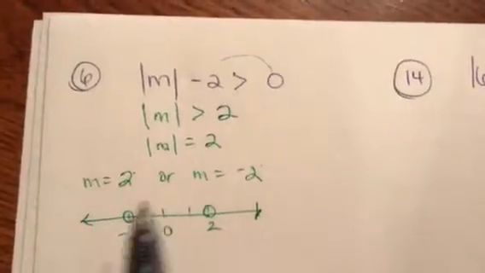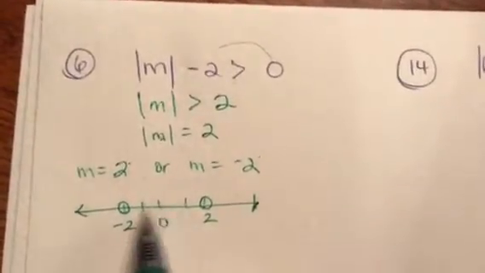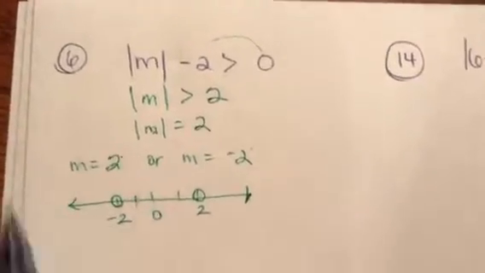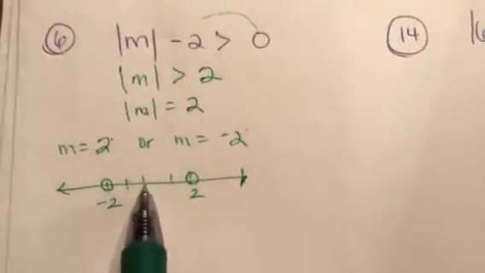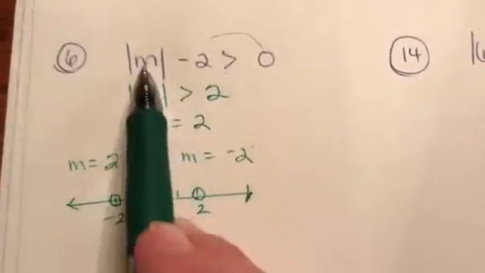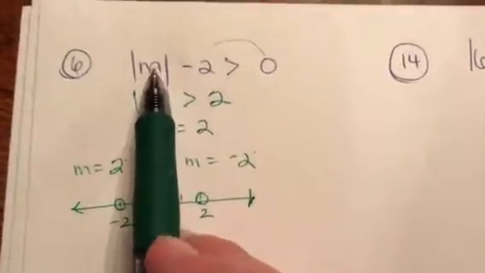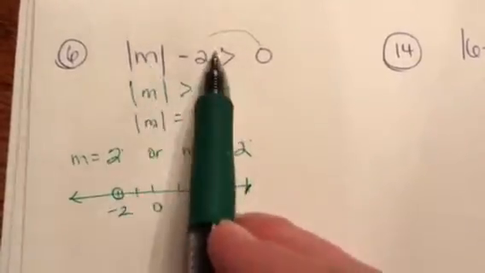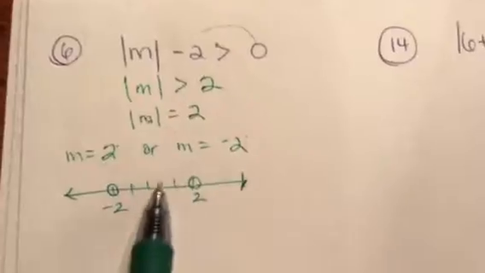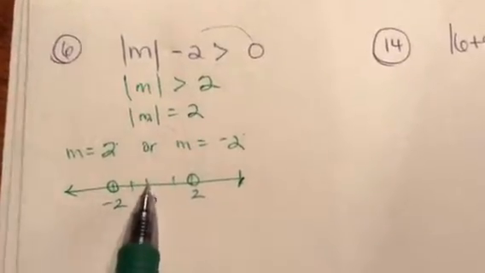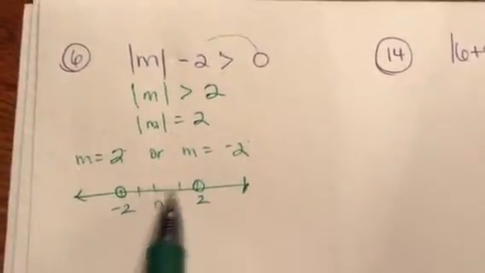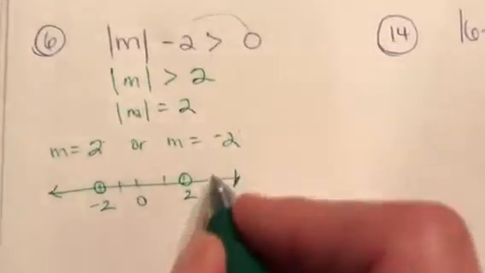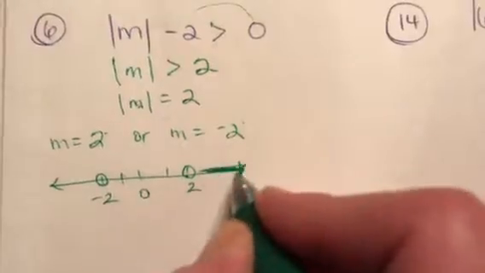Now, after that, you've got to decide where you're going to shade. You're either going to shade in the middle or it will shoot off on either side. So I just pick any point, and I always like 0 just because it's the easiest. And I plug it into my original. The absolute value of 0 is 0. 0 minus 2 is negative 2. Well, negative 2 is not greater than 0. So 0 didn't work. Now notice 0 came between these two, so that means nothing between these two key points would work. So it's going to have to be the values that shoot off to the left and the right.